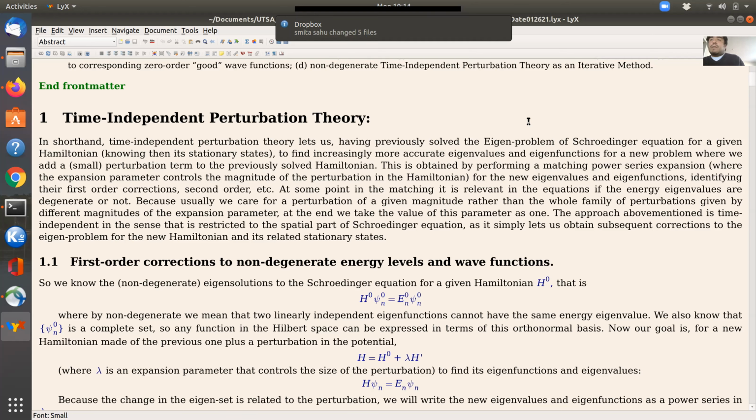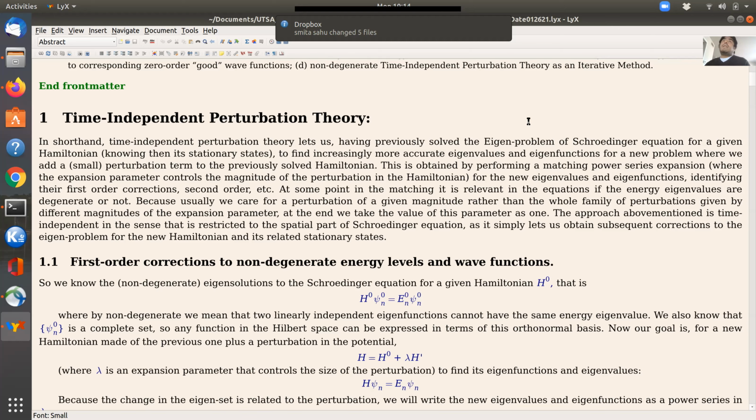Let's see, what else do I have to mention? Well, this approach is time independent in the sense that you're dealing with the eigenproblem of the Schrodinger equation. So when you have this eigenvalue problem for Schrodinger, you have already taken out the time part and you're just focusing on the spatial part. So that's why it takes its name.